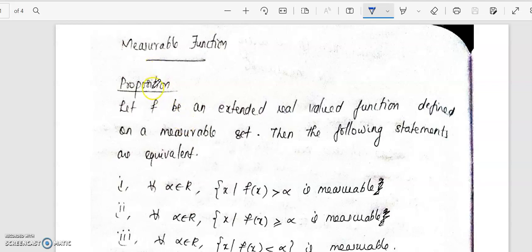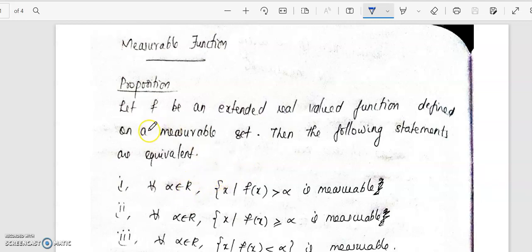Hello, so in today's class, let us define what is called a measurable function. So, നമ്മൾ കഴിഞ്ഞ ക്ലാസ്സിൽ measurable set എന്താണെന്ന് കണ്ടു. Then we have seen example of a non-measurable set. So, in today's class, we will define what is called a measurable function. So, let us start with a proposition which defines a measurable function.